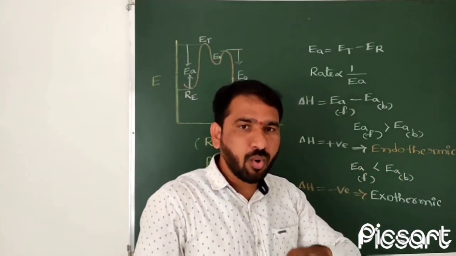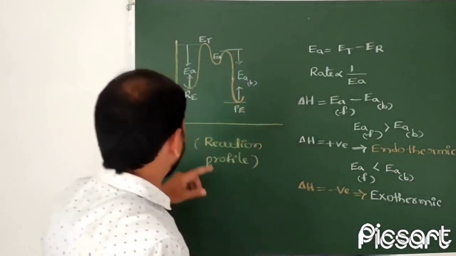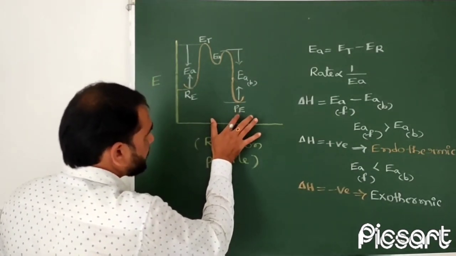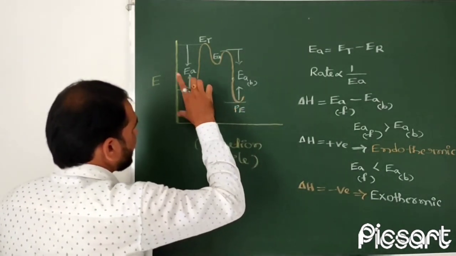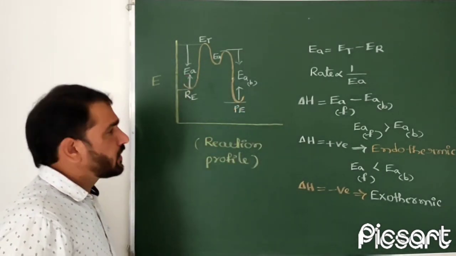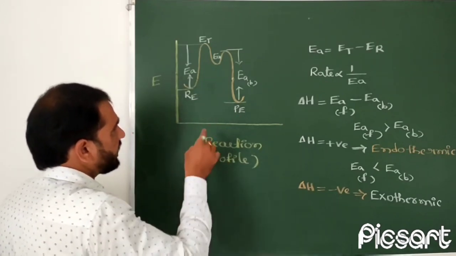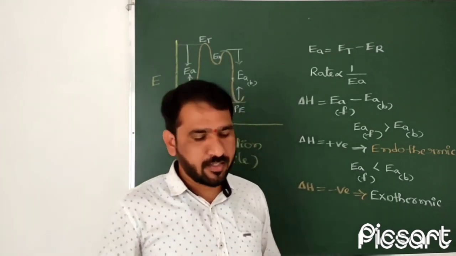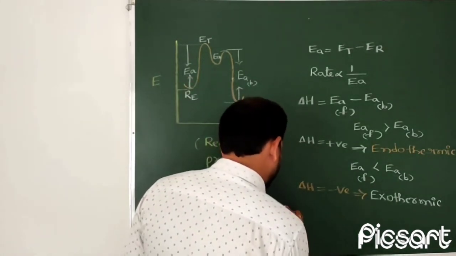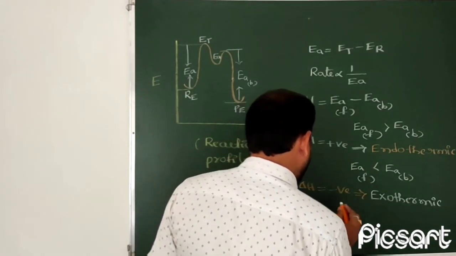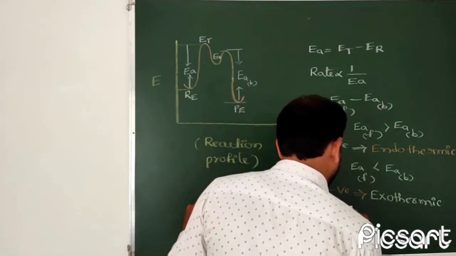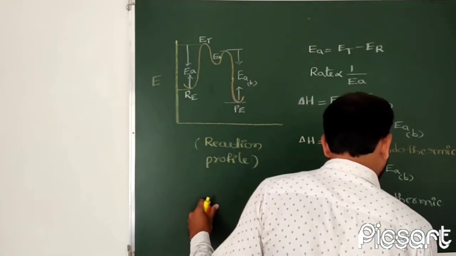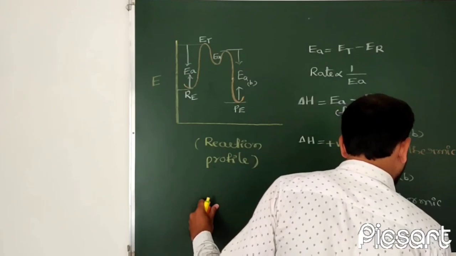Then what about overall reaction? Here the energy gap between these two, if we consider, product energy is this much, reactant energy is this much. So based on this, we can say overall reaction, SN1 reaction is exothermic reaction. Overall SN1 reaction is exothermic.